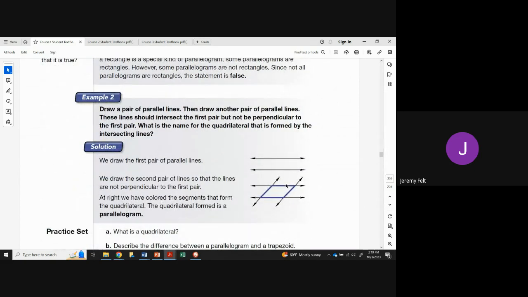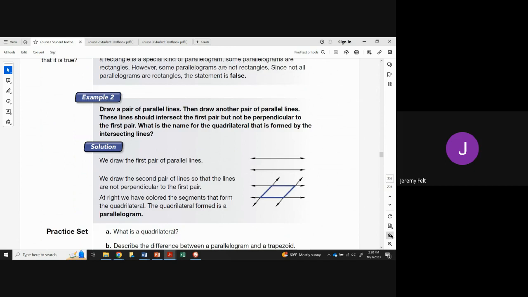Okay. Example 2, draw a pair of parallel lines and draw another pair of parallel lines. If you have your ruler, you can use the ruler to keep them separated. Again, parallel means they're never going to cross. We draw our two sets of lines. These lines should intersect the first pair, but not be perpendicular to the first pair. What is the name of the quadrilateral that is formed by the intersecting lines?